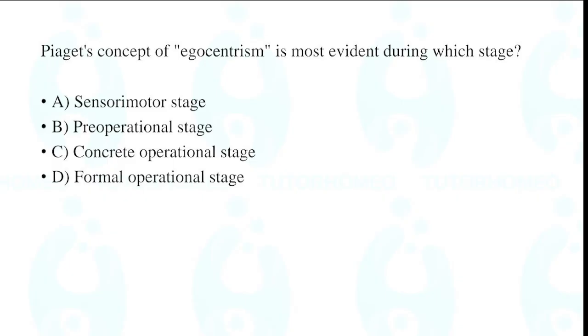Is most evident during which particular stage? Egocentrism, I'm talking about. Is it in the sensorimotor stage, the pre-operational stage, the concrete operational stage, or the formal operational stage? See, egocentrism means they have difficulty understanding perspectives other than their own. They're not ready to understand others' perspectives.